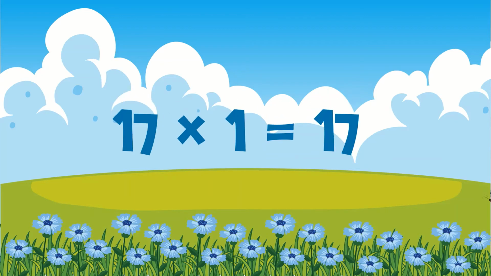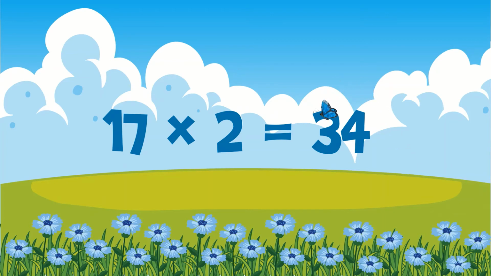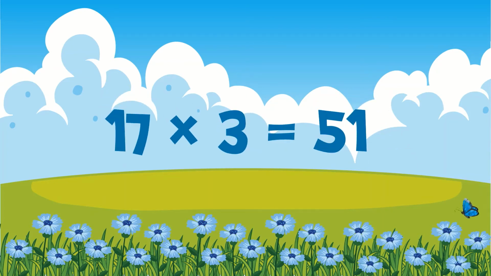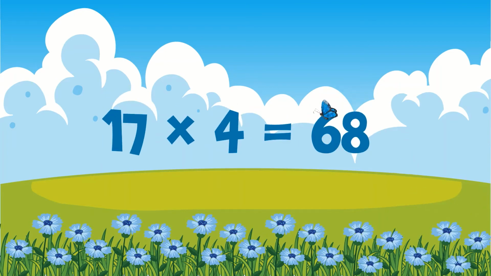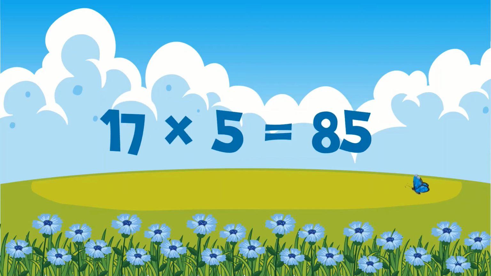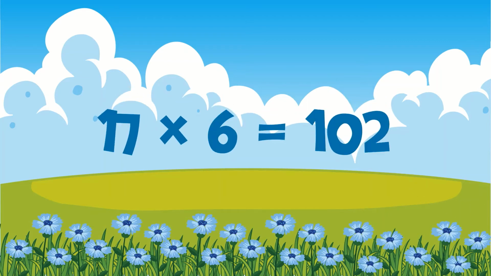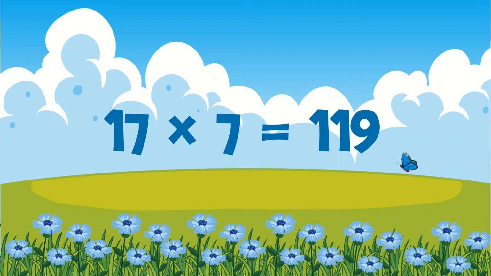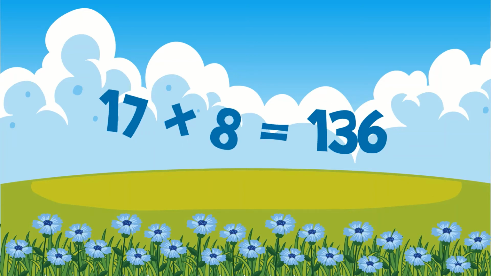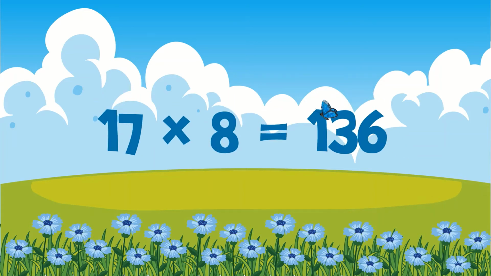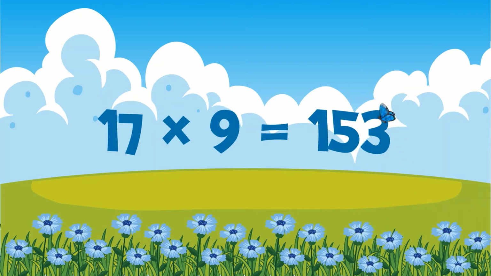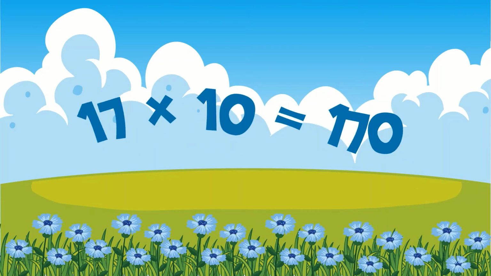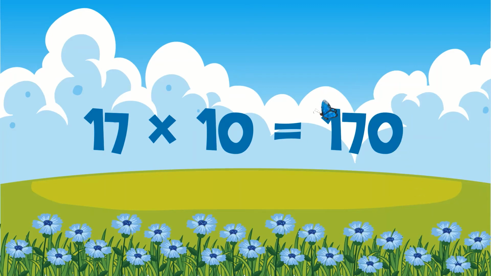17 ones are 17. 17 twos are 34. 17 threes are 51. 17 fours are 68. 17 fives are 85. 17 sixes are 102. 17 sevens are 119. 17 eights are 136. 17 nines are 153. 17 tens are 170. Now kids, repeat after me.